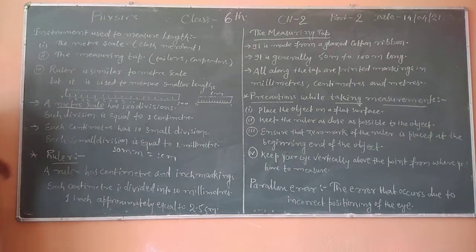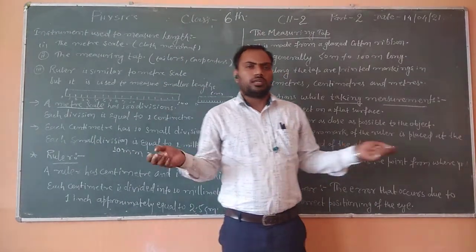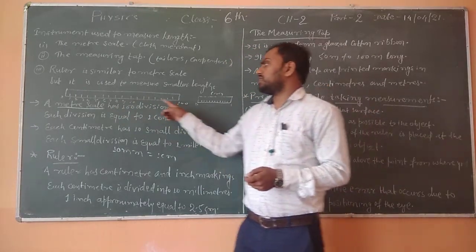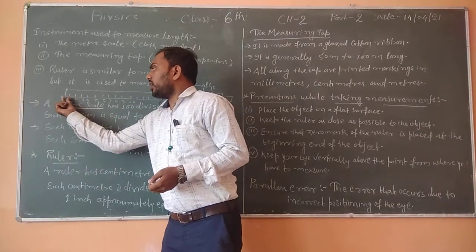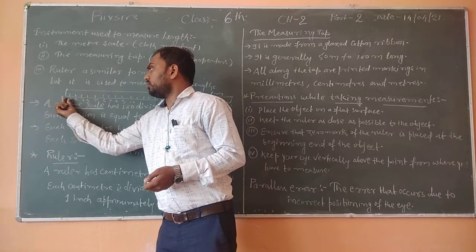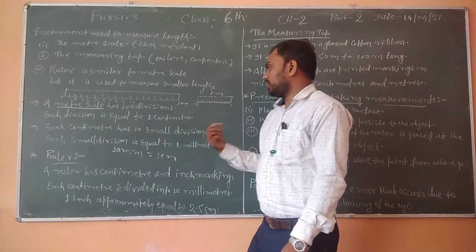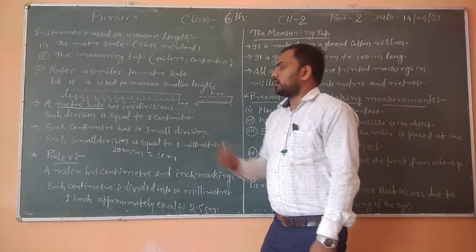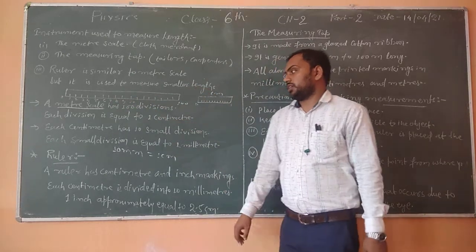So you understand that a meter scale is a simple long stick, either made of metal or wood, and it contains 100 divisions of centimeters. Each is equal to 1 centimeter. In one division of centimeter, from 0 to 1 centimeter, there are again 10 small divisions, and each division is 1 millimeter. So this is the meter scale.